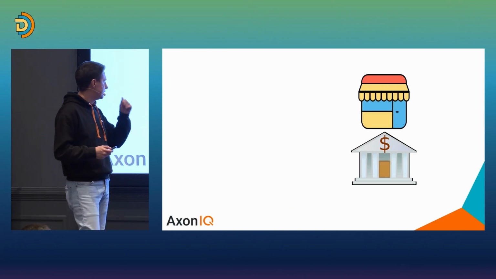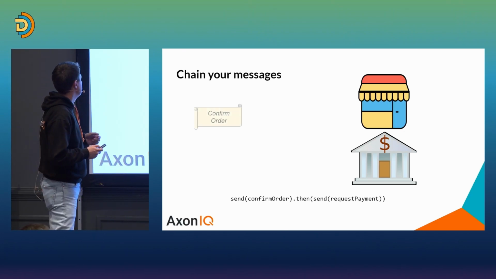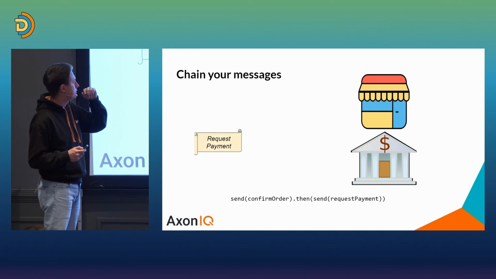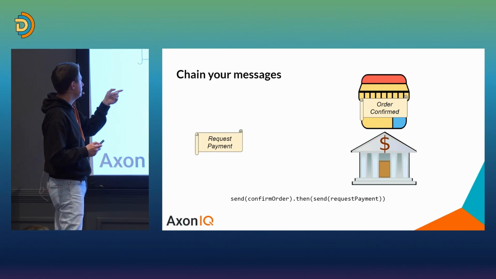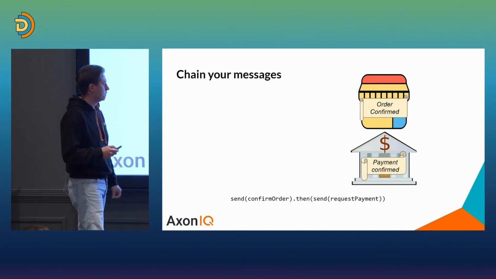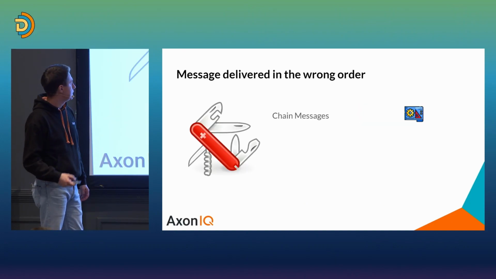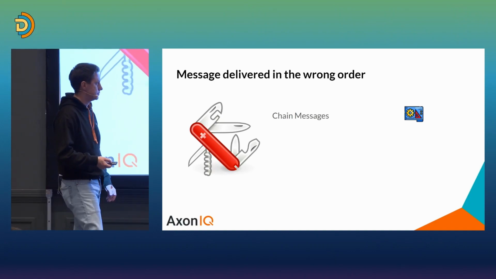One of the things that we can do is basically just chain our messages. So we have confirm order, request payment. Firstly, we are going to send confirm order, wait for it to be confirmed, and wait for a reply back. Then we are going to send request payment, and once it is confirmed, then our use case is completed successfully. So this is the first solution, and you can guess that it is a design solution.